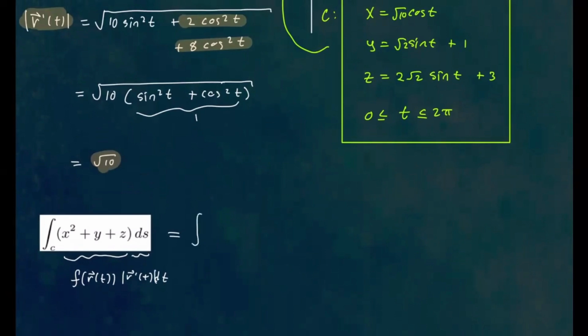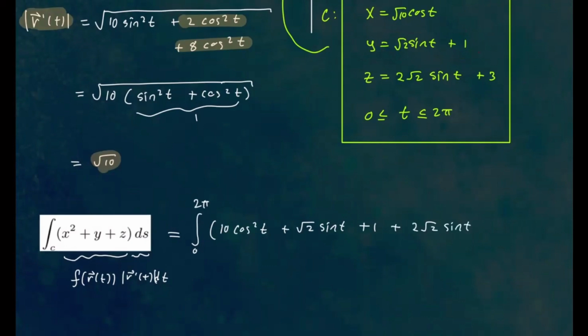Okay, so this will be the integral from 0 to 2 pi of x squared. Well, x is this, so we're going to square that. That is going to be 10 cosine square of t, plus y. Y is this right here. So we're evaluating f at r of t. That will be square root of 2 sine of t plus 1. And then plus z. Z is 2 square root of 2 sine of t plus 3. And ds is going to be square root of 10 dt. All right, so that is our setup for the integral.